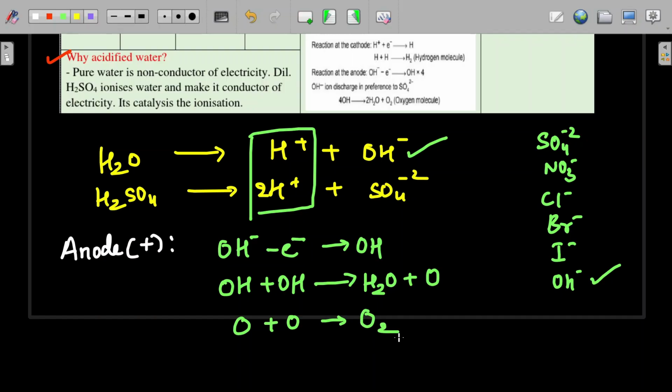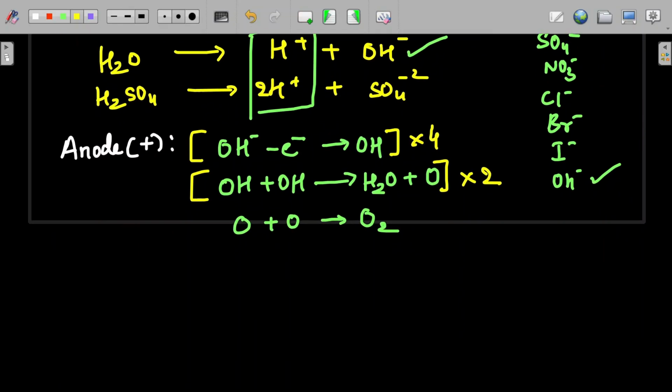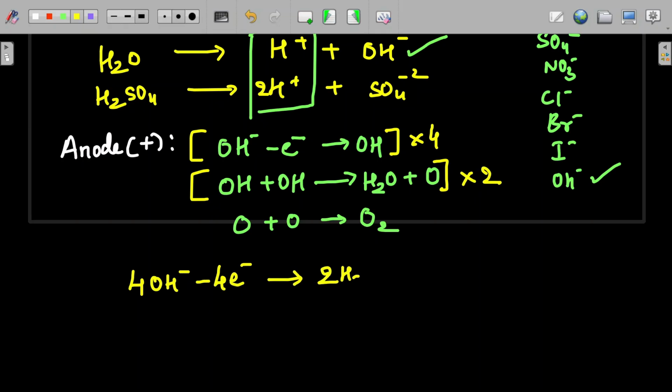To get two oxygen atoms, what you have to do? The second equation you have to multiply by 2. Then 2 OH plus 2H. 4 OH you need. To get the 4 OH, the first equation you have to multiply by 4. But I don't want to do all of this. I just want to write the final equation. Then you simply take 4 OH minus, lose 4 electrons and forms 2H2O plus O2.